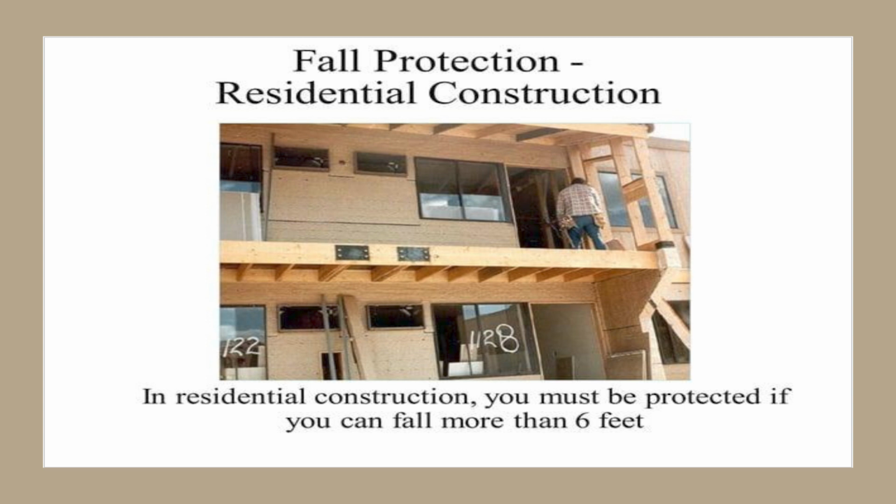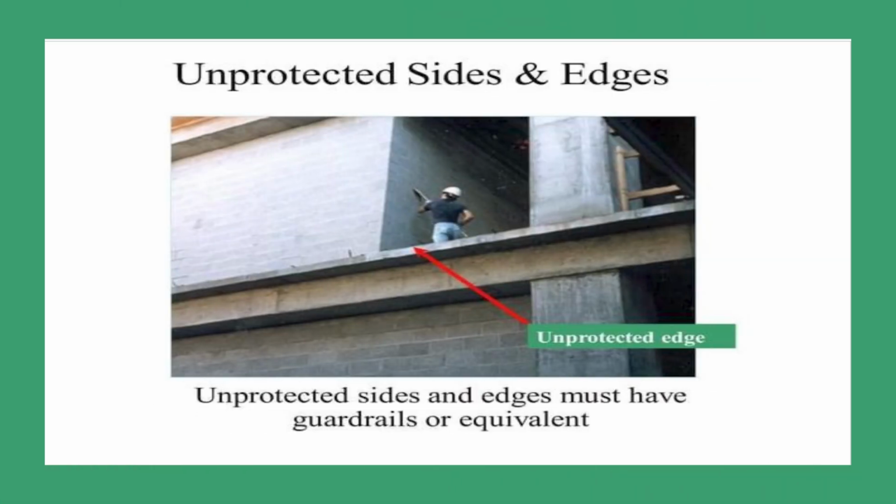Walkways and ramps: guardrails, guard ramps, runways and other walkways should be protected through proper guardrails and toe board systems. Fall protection in residential construction sites: in residential construction you must be protected if you can fall more than 6 feet in height. Unprotected sides and edges must have a guardrail or equivalent for the safety of workers working at a height of more than 6 feet.